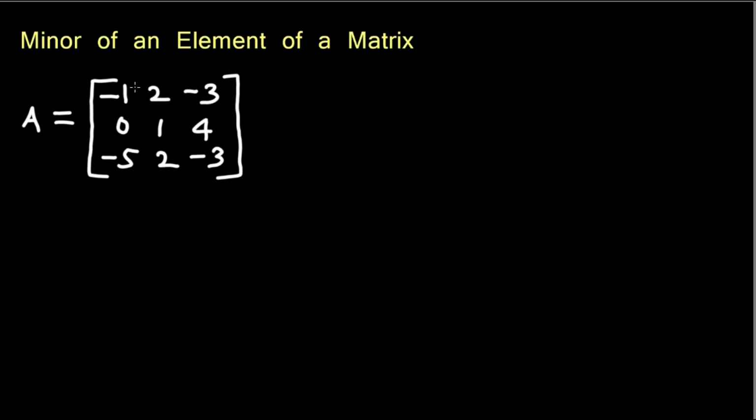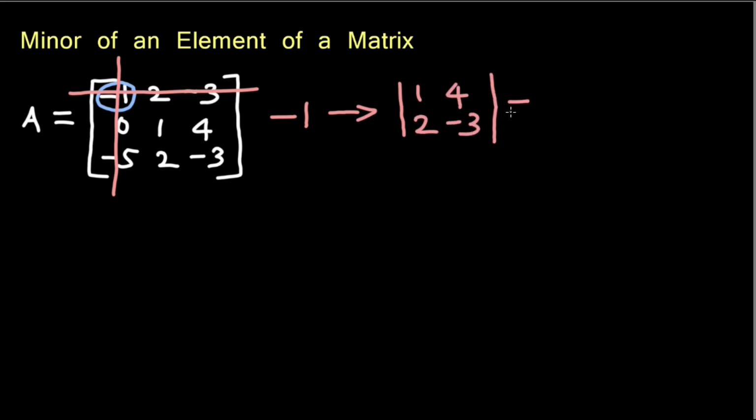Suppose we want to find the minor of this element minus 1. We have to hide the row passing through minus 1 and the column passing through minus 1, so that we get the minor of the element minus 1 as the determinant formed by the unhidden elements 1, 4, 2, minus 3. So the determinant 1, 4, 2, minus 3, which can be evaluated as minus 3 minus 8, that is minus 11, will be the minor of element minus 1. So minus 11 is the minor of element minus 1.